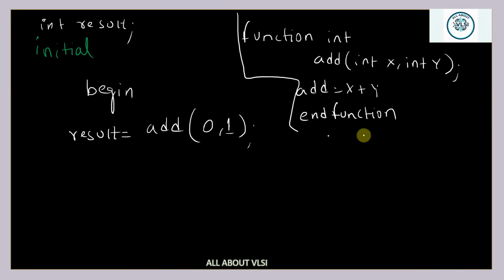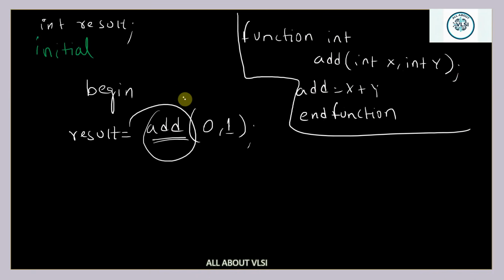This is a function I have in my code. I'm calling the function which is known as add, that is, I'm referring to this particular function. And what is the variable I'm passing? I'm passing 0. So that 0 will be copied to x and 1 will be copied to y.